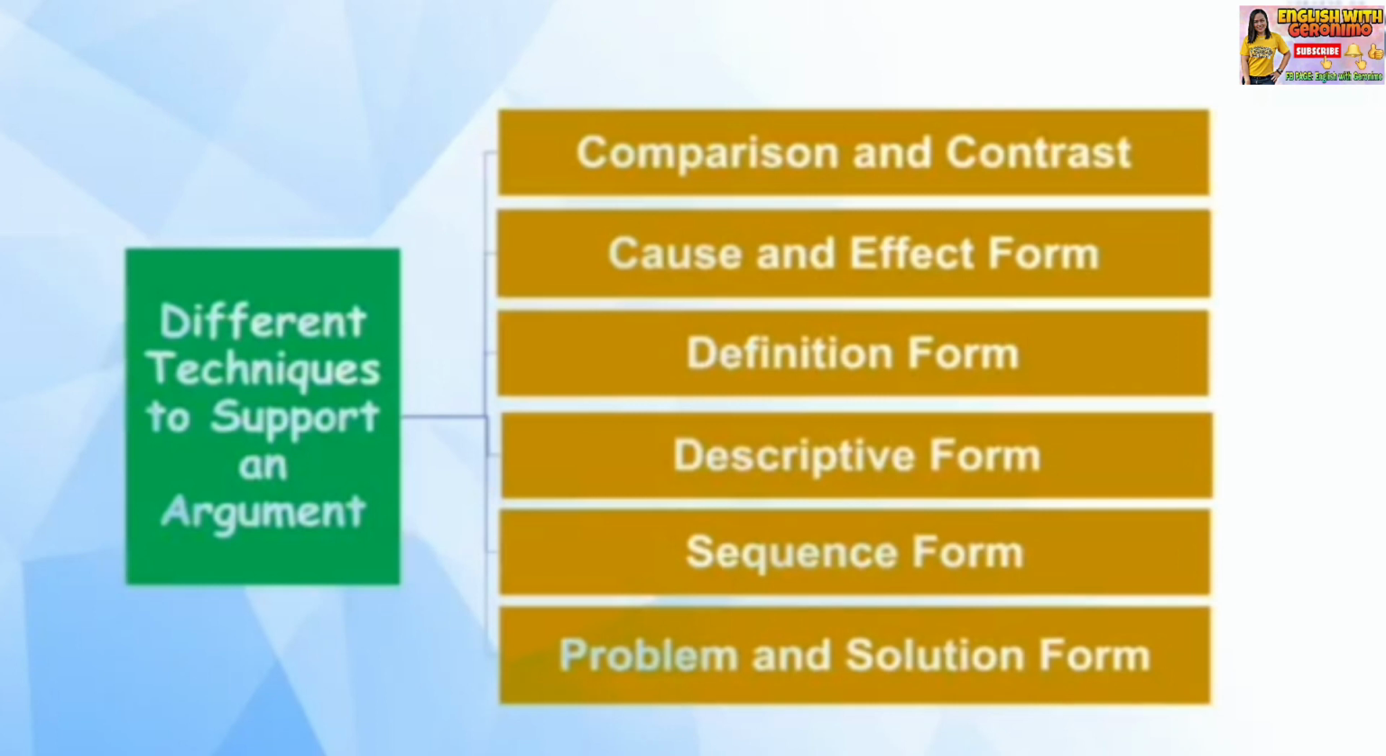And the last one is problem and solution form. In the problem and solution form, you start with the problem. You mention the issue in an introductory statement. Further, describe it a little and then you mention the possible solutions for it.